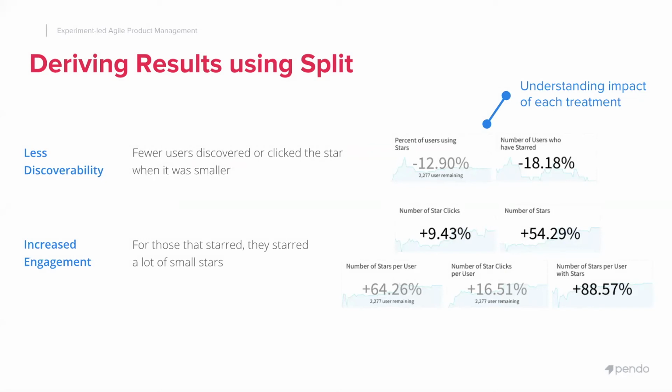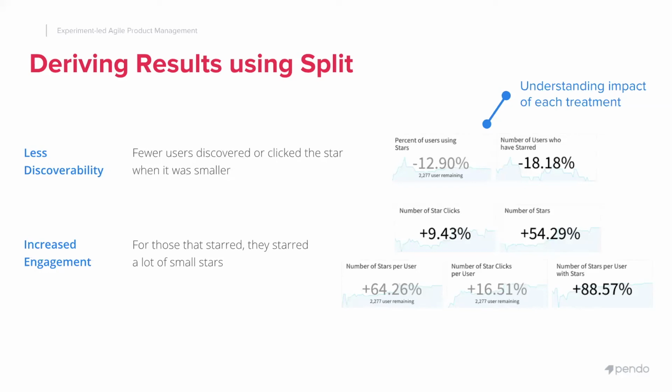But what really kicked us and allowed us to make the decision was, when they noticed it, did they continue to use that piece of functionality? What we noticed was for those users that starred, they starred a lot of small stars. They didn't star a lot of big stars. You can see key metrics here, such as number of stars per user was 64% higher when they were exposed to small stars. So they continued to re-engage with it.